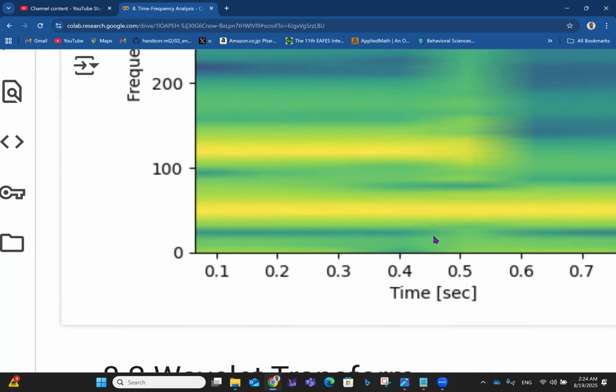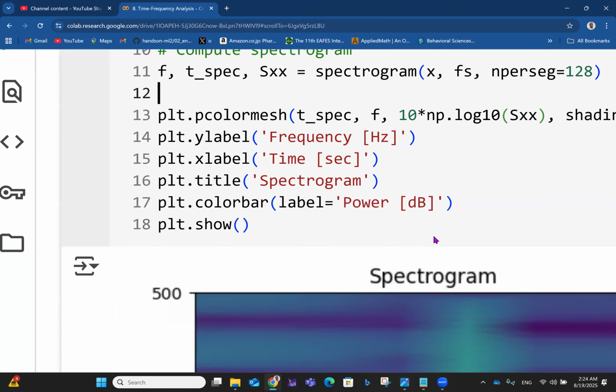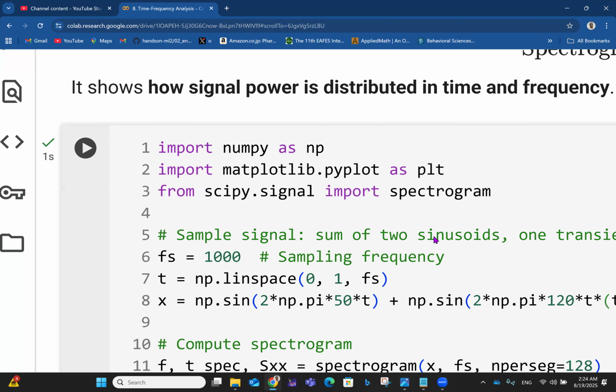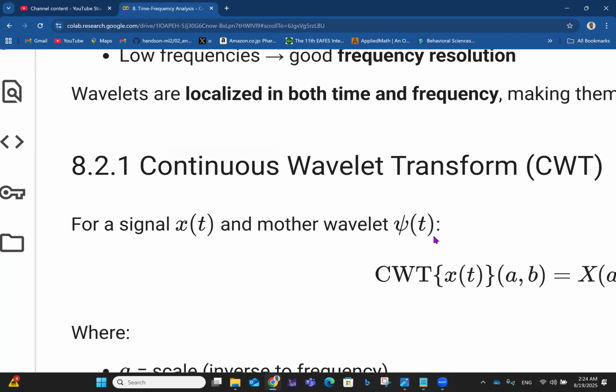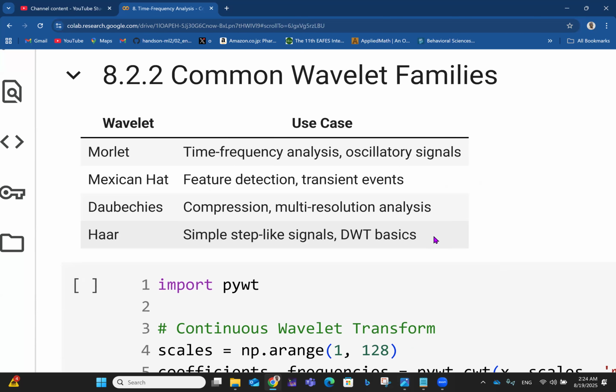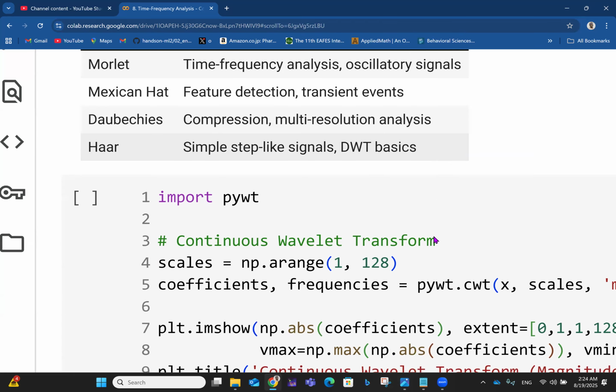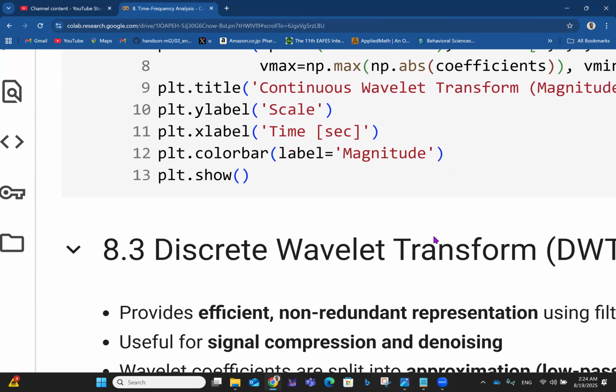Well, what's DWT again? I'm trying to remember that. Something wavelet transform. Yeah, continuous wavelet transform is CWT. Okay, so this is for DWT basics.